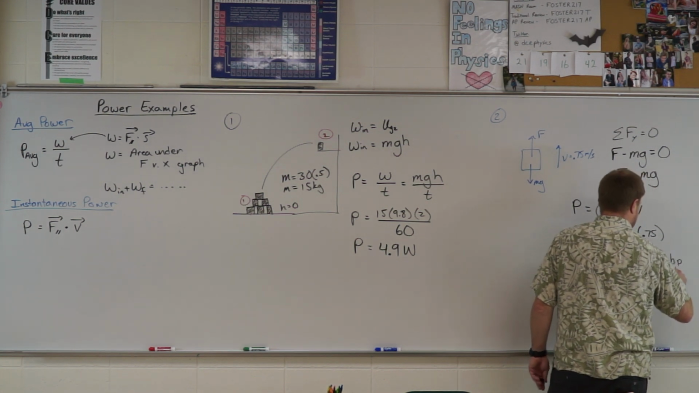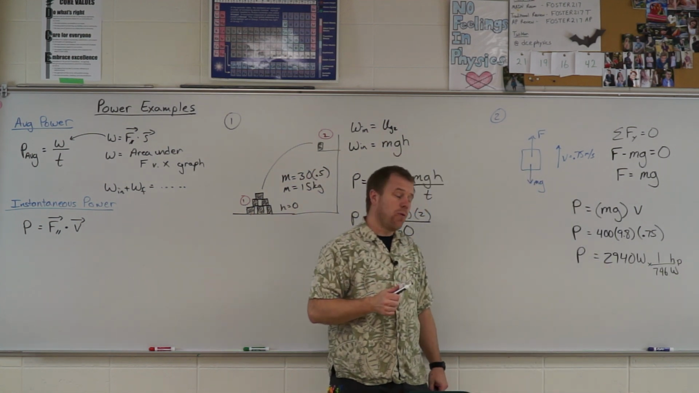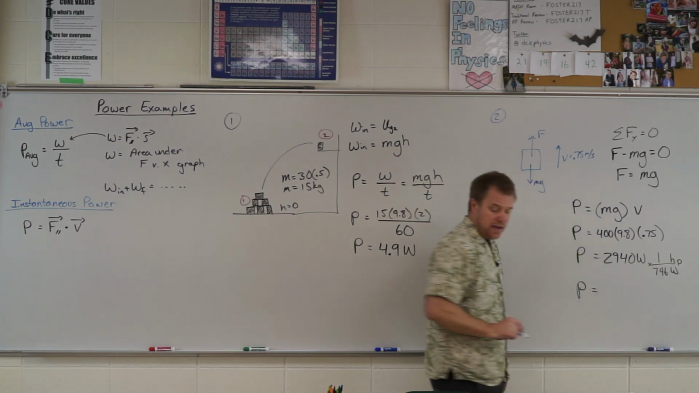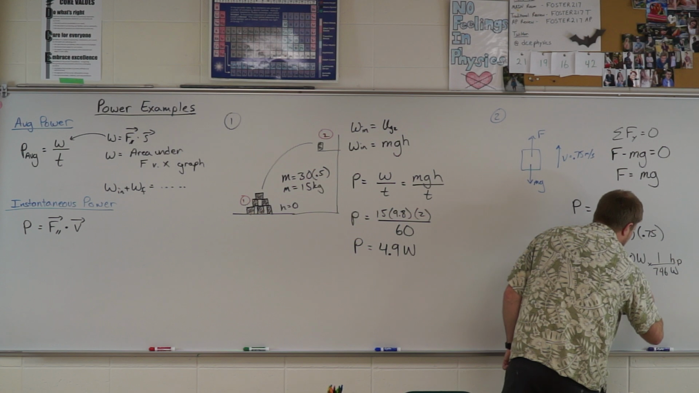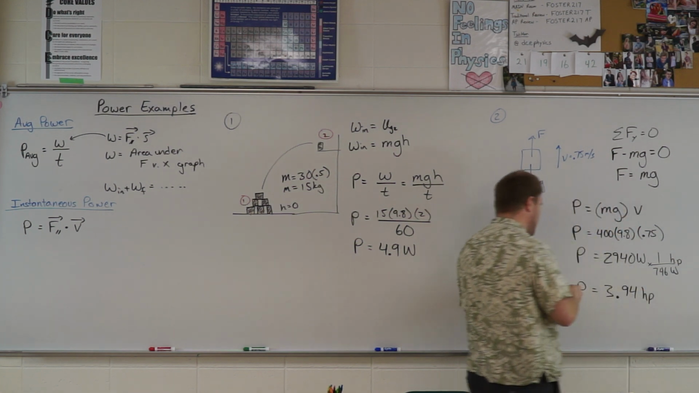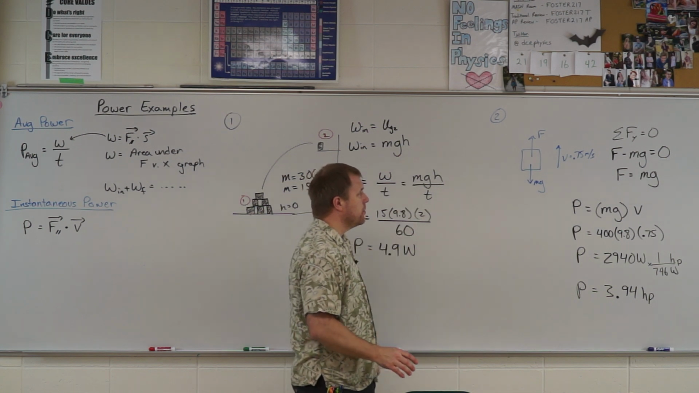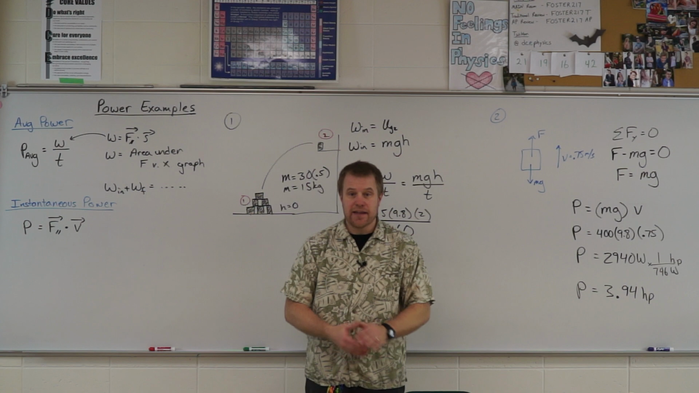And I do have to convert that, so I need to get rid of watts, go to horsepower. 1 horsepower is 746 watts. That conversion factor is up in the upper right-hand corner of your gold equation sheet. And we should find out that if we do this calculation correctly, it is 3.94 horsepower. So just shy of a 4 horsepower motor would be required to lift those bricks at that constant speed. All right, I think that's it for our examples.